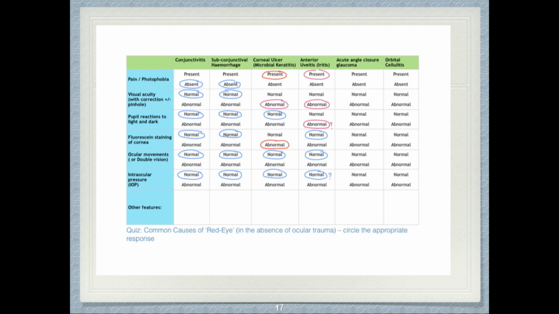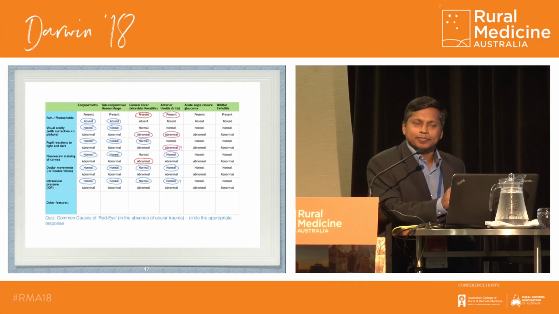So let's see whether the list matches. So again, in anterior uveitis, you would expect some photophobia and perhaps pain. The visual acuity is expected to be reduced, and the pupil reactions, because there's inflammation in the anterior chamber, the pupils may not react normally. They are usually constricted, and you wouldn't expect fluorescein staining of the cornea because the corneal surface is smooth and intact, right?